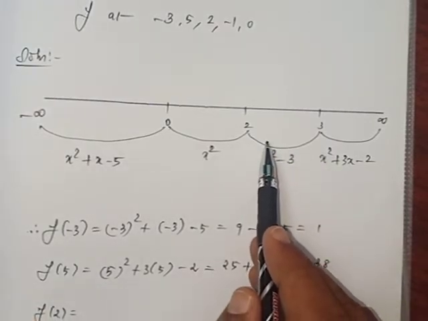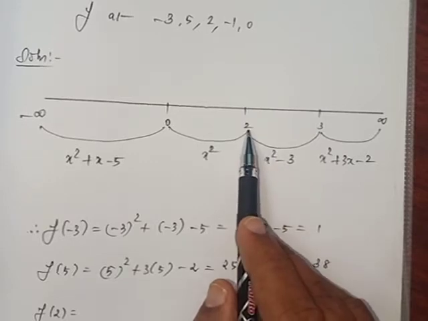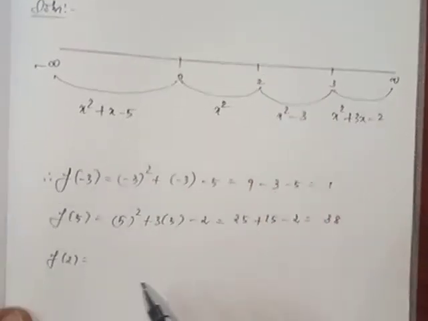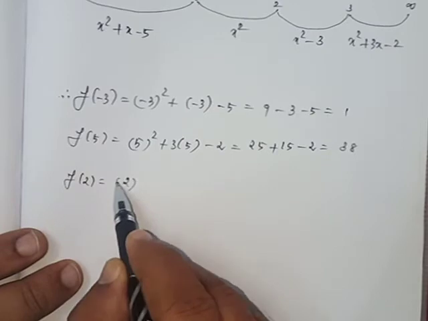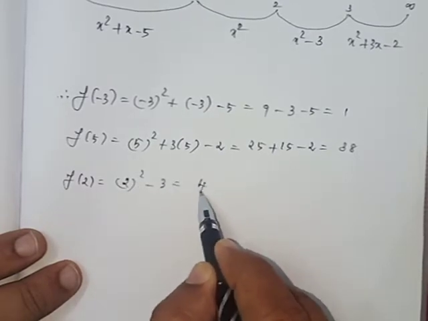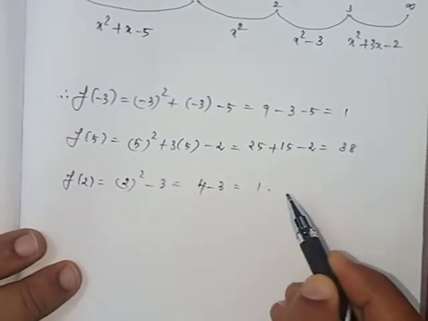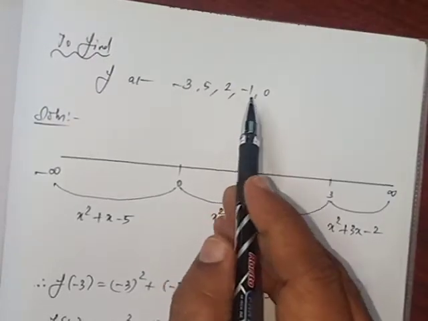And this interval is connected with 2. So x squared minus 3, x should be replaced by 2. 2 squared minus 3, that is equal to 4 minus 3, that is equal to 1. Next one, you have to calculate f of minus 1.